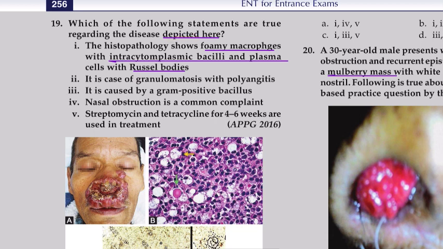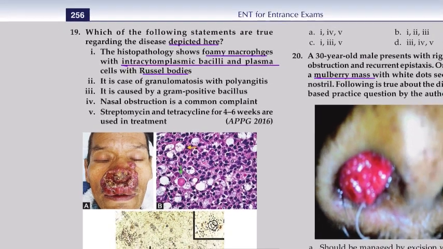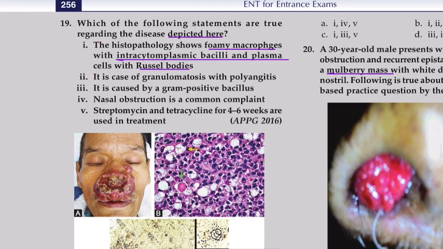The true statement is that the histopathology shows foamy macrophages with intracytoplasmic bacilli and plasma cells with Russell bodies. This is the true statement, right? It is granulomatosis with polyangiitis, it is not. That is not the right statement. It is caused by gram positive bacilli, no, it is also not right. We know what these are caused by: Frisch bacilli, right?